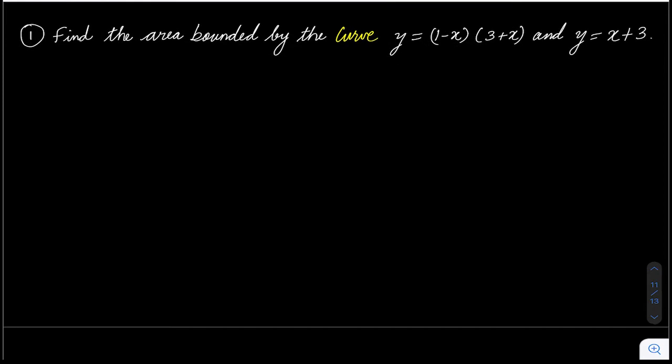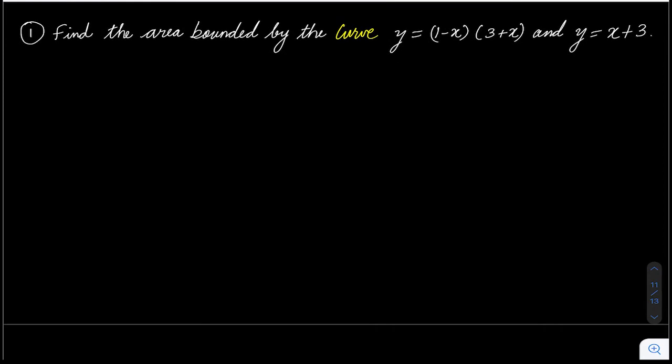First question is: find the area bounded by the curves y equal to (1 minus x) into (3 plus x) and y equal to x plus 3. Now y equal to x plus 3 is a line, and y equal to (1 minus x)(3 plus x) is a quadratic, so this graph will be a parabola. We know how to draw both the line and the quadratic. So first we will draw and see what area they are actually asking for. Let's quickly draw this.